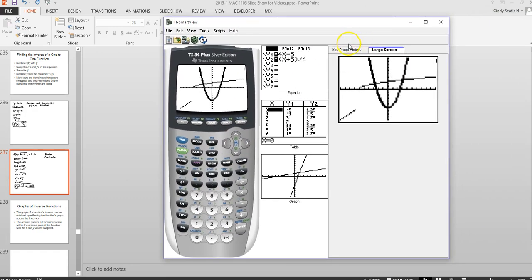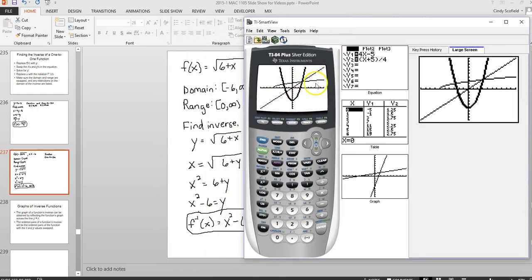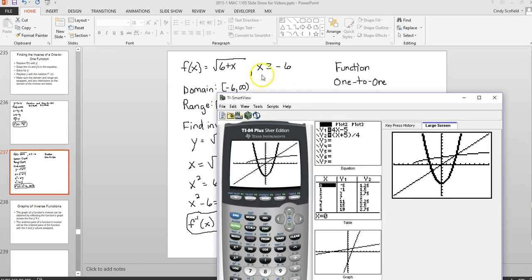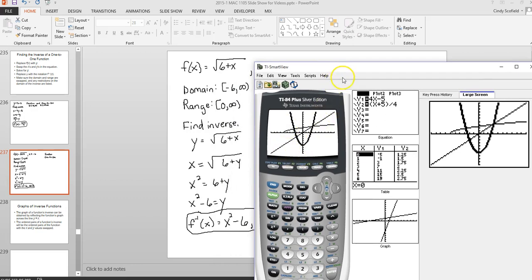And then now you'll see why we have to do the restrictions. The thin one is the first, y1, that's square root of 6 plus x. Notice x is greater than or equal to negative 6. It starts at negative 6 here, goes off to the right forever. The y starts at 0, keeps going right and up. Then the inverse is the thick one.